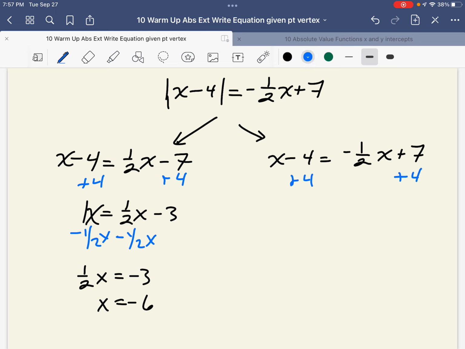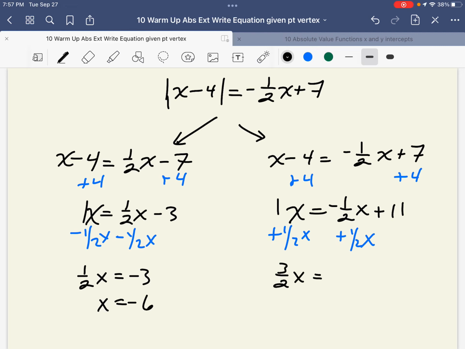Over here, if I add 4, you end up with 11. And then when I add, this time I have to add 1/2 x. Well, you're really adding that to 1. And so we end up with 3/2 x, or 1.5 x. But when you solve that, you can multiply by the reciprocal. When you multiply by the reciprocal, you do end up with a little decimal. It's not the end of the world. You end up with 7.33.